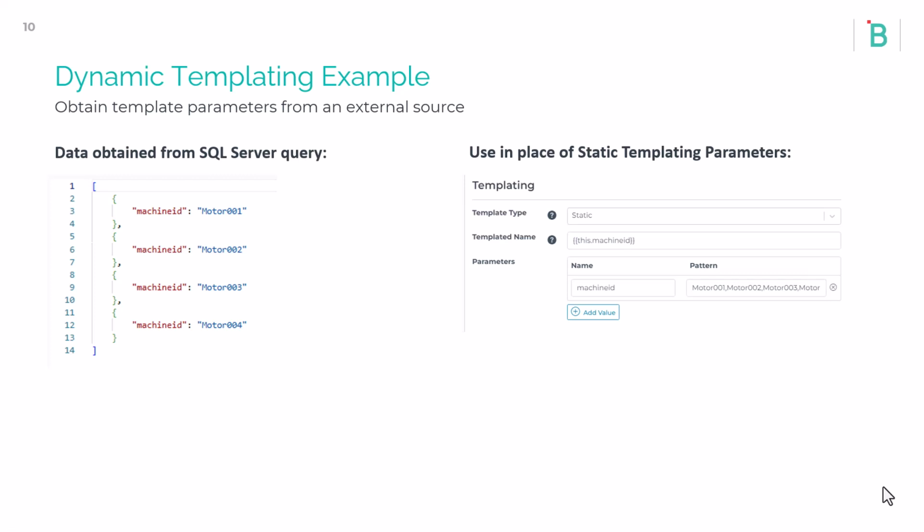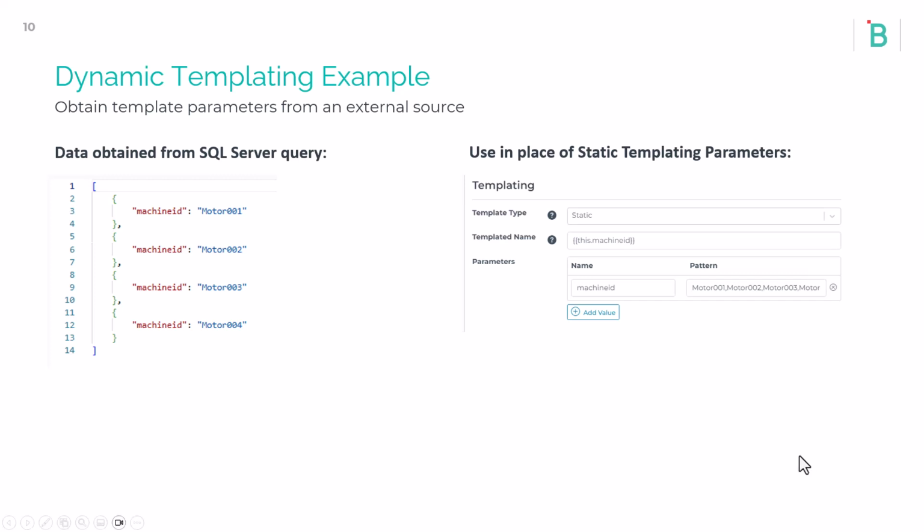Okay, so let's move on and talk about dynamic templating. A solution that uses dynamic templating can obtain the template parameters from an external source using the dynamic template types. Generally, the same principles apply as with static templating. The difference is we're referencing an external source as opposed to statically and explicitly configuring the parameters. The external source must return an array of objects with the same schema keys for the template parameter names.